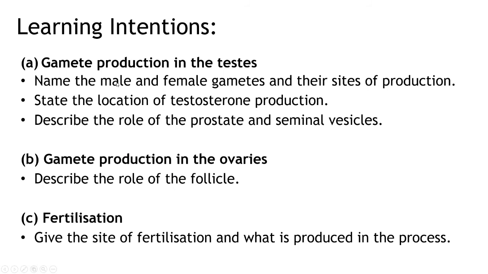So the male and female gametes are the sperm and the ovum or egg. The sperm are produced in the testes in the seminiferous tubules, and the female gamete, the ovum, is produced in the ovary. Testosterone production is in the interstitial cells. The role of prostate and seminal vesicle is to produce fluids for mobility and viability of sperm. Gamete production in the ovaries: the role of the follicle is to protect the developing ovum and secrete hormones, estrogen. And C, site of fertilization, what is produced in the process. Mature ova are released into the oviduct where they may be fertilized by sperm to form the zygote.